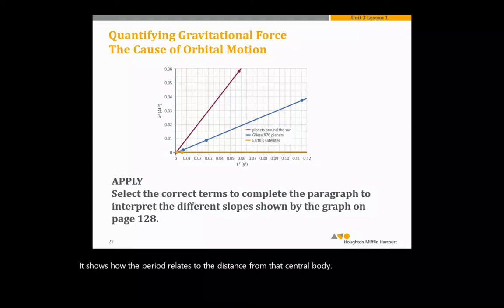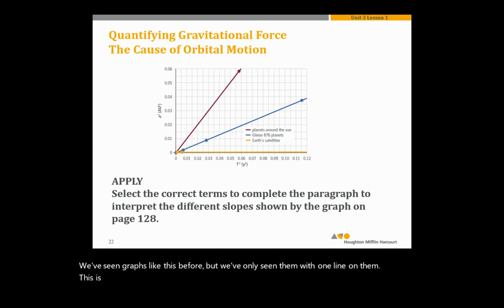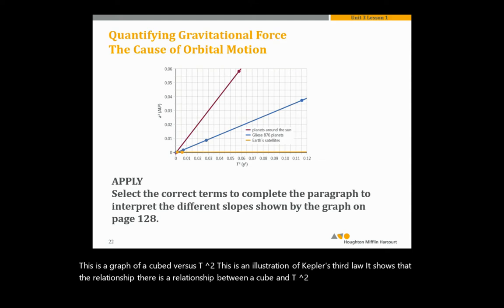We've seen graphs like this before, but we've only seen them with one line on them. This is a graph of a cubed versus t squared. This is an illustration of Kepler's third law. It shows that there is a relationship between a cubed and t squared, that they are proportional to each other.